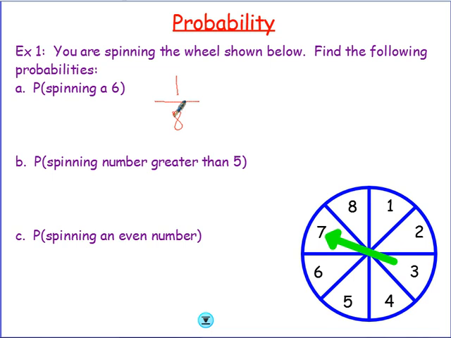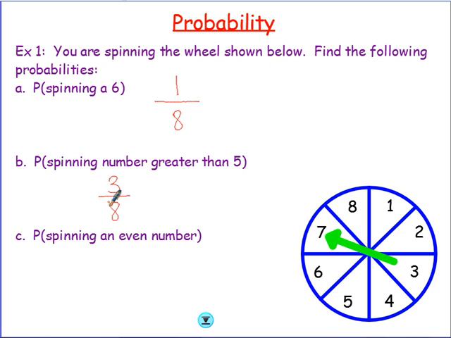Problem B, spinning a number greater than 5. So there's my fraction bar. Numbers greater than 5 would be 6, 7, and 8. So that is three possibilities, again, out of a total of 8. Is 3/8 reduced? Yes, it is.